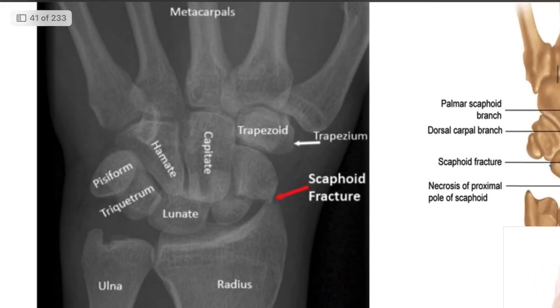Okay, in X-ray you can see this type of image. The fracture happened here. This bone will look like this because of the displaced fracture. Because of the displacement, compression and avascular necrosis can happen in a retrograde fashion.